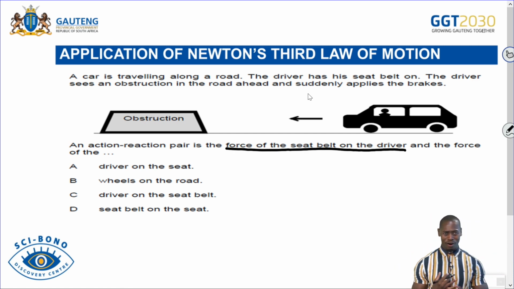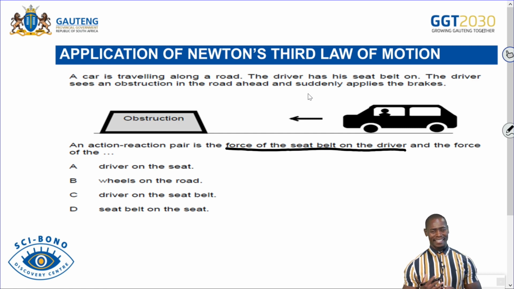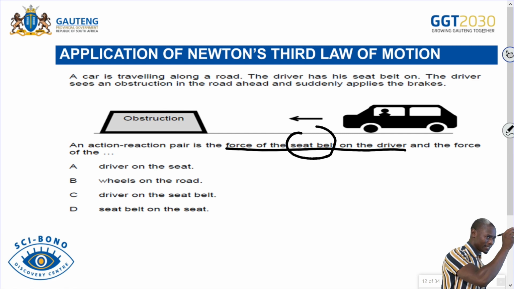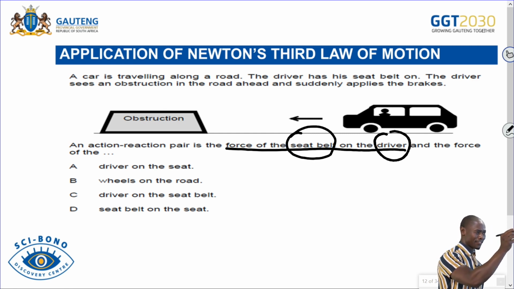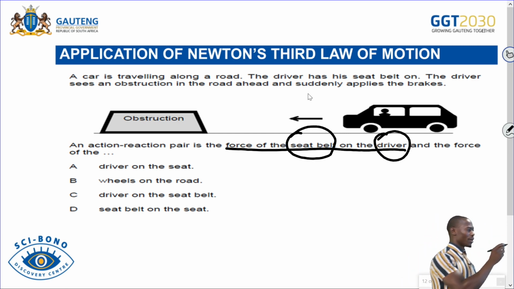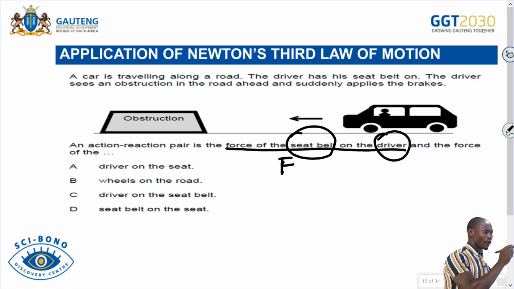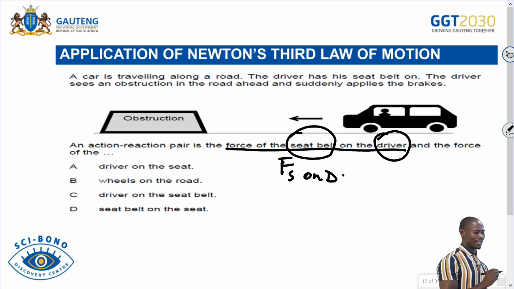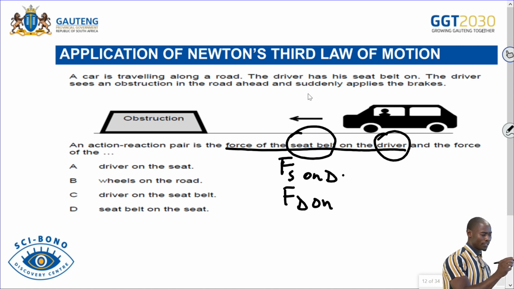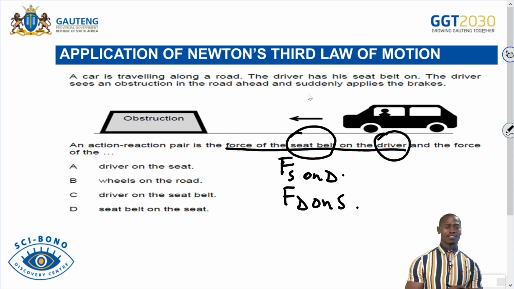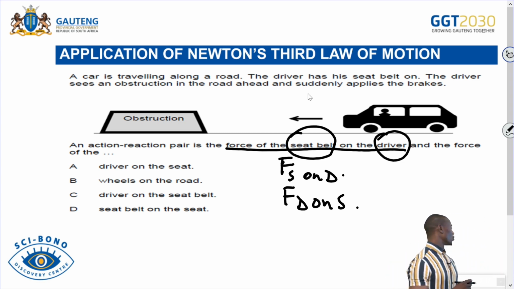So identify the objects that are exerting forces on each other here. It is the seat belt and the driver. So if the first force is the force of the seat belt on the driver, then the reaction force will be the force of the driver on the seat belt.